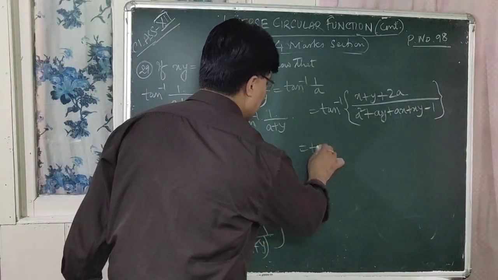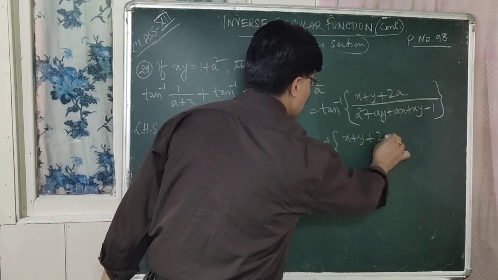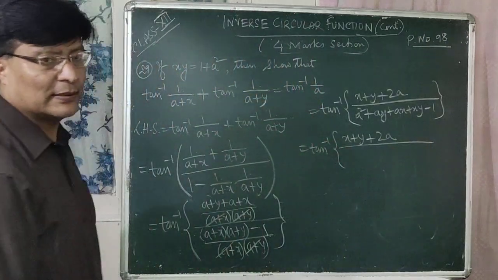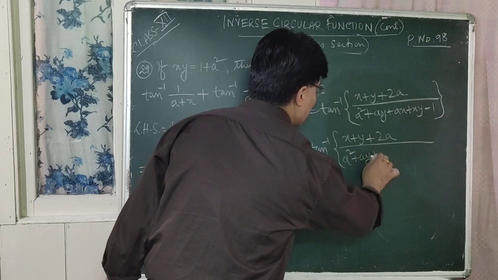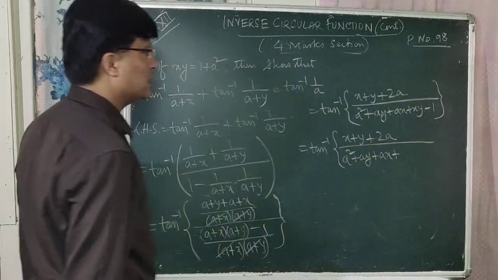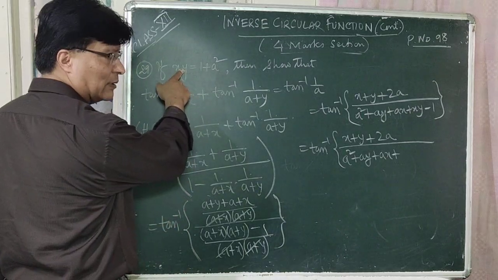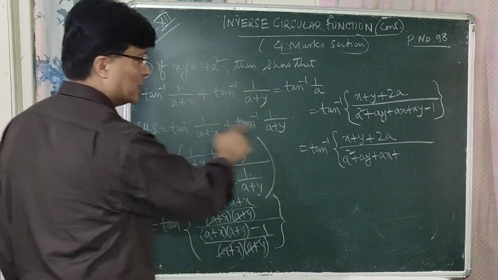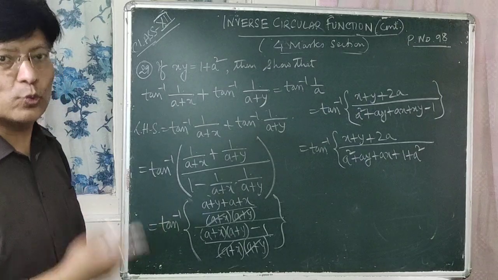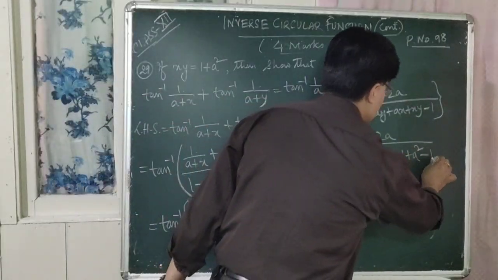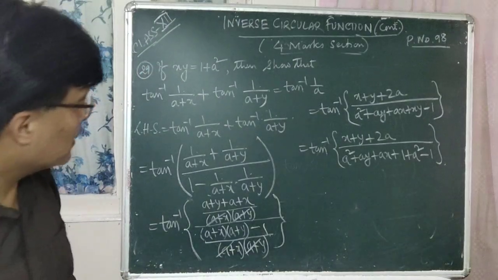So it is equal to tan inverse. Now within second bracket, x plus y plus 2a whole divided by, now in the denominator, a square plus ay plus ax plus. What will you write for xy? The value for xy from the given is 1 plus a square. So write 1 plus a square for x into y. Then write down minus 1. Second bracket is closed. So is that clear now?